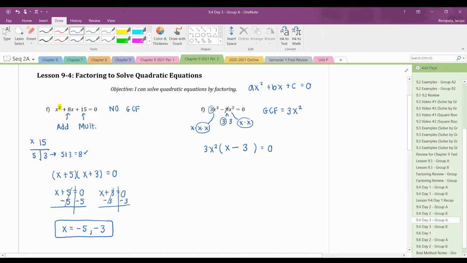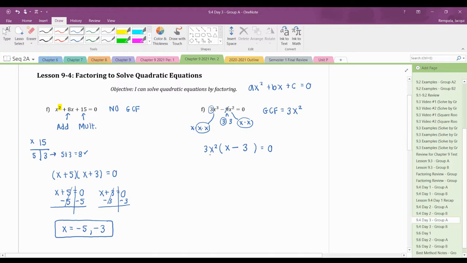So now that I've factored out a GCF, I notice that I won't be able to factor what I have in parentheses any further, because it's not like the first problem where there's an x squared, an x, and a number. So that means that I've done as much factoring as I can. I now just need to set each factor that contains an x equal to 0.